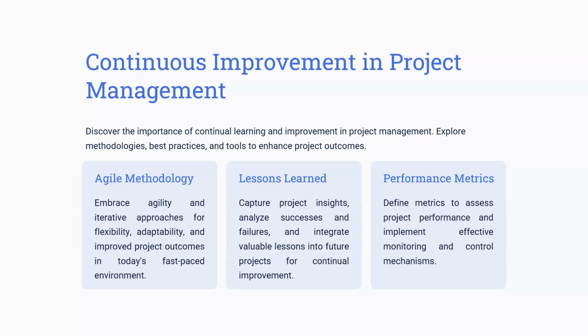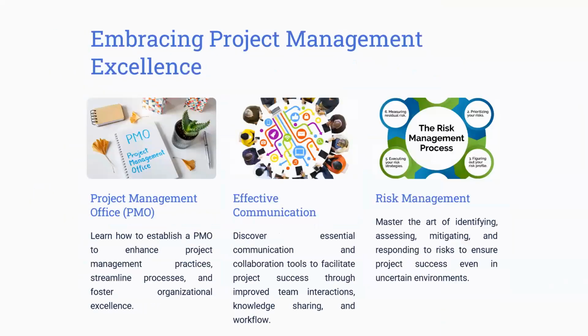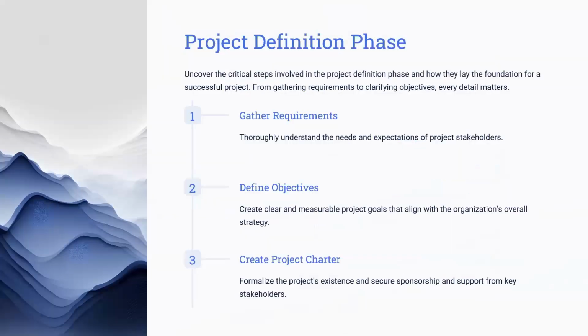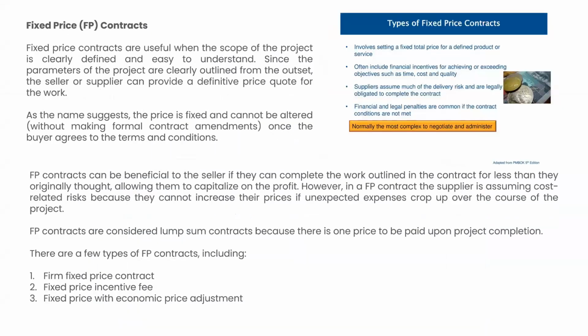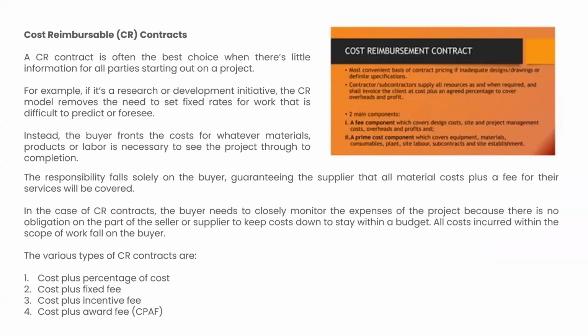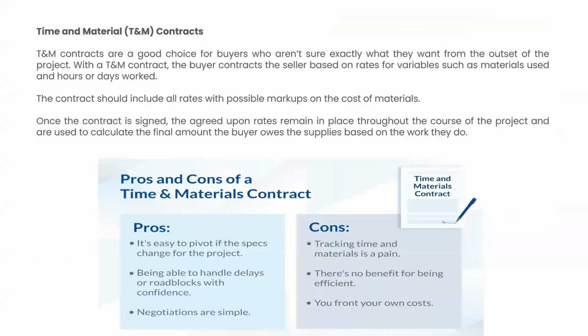Another option, please. The type of contract. Three types of contracts. Is that what you're asking? Yeah, exactly. We have fixed price, we have cost reimbursable, and time and material.